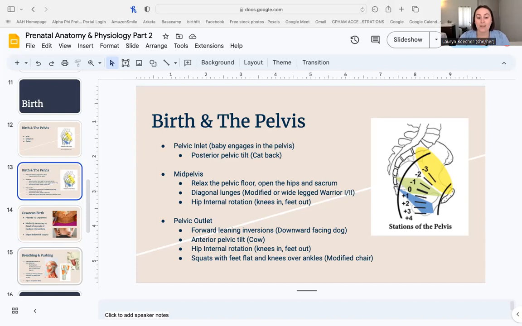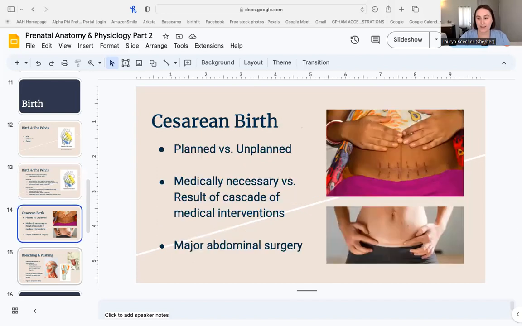Moving from more of a traditional labor and vaginal birth mindset into thinking a little bit about cesarean birth. In the US, 1 in 3 births are cesarean births. Some cesarean births are planned, and this is often because of a breech birth, a multiples pregnancy, or if someone has had a traumatic birth experience before and opts to have a cesarean. There are certain medical conditions, all kinds of reasons to plan a cesarean.